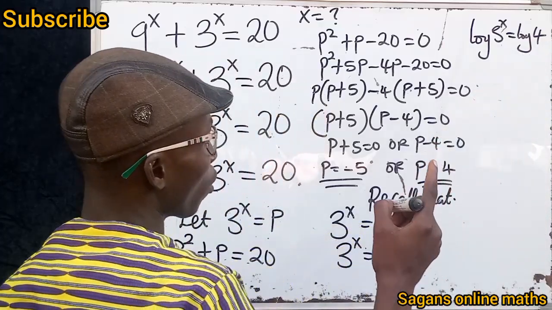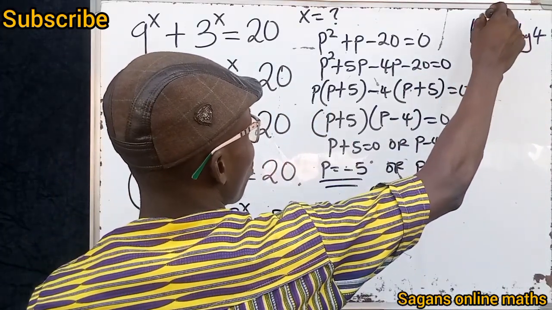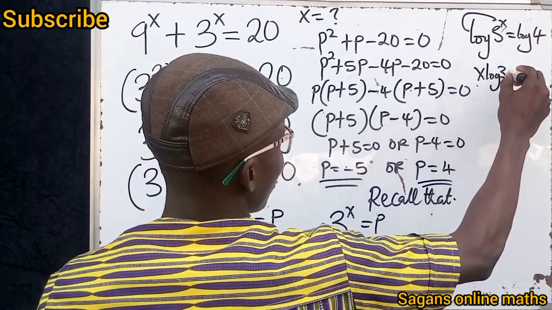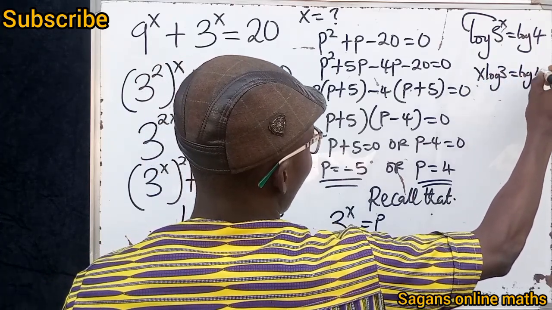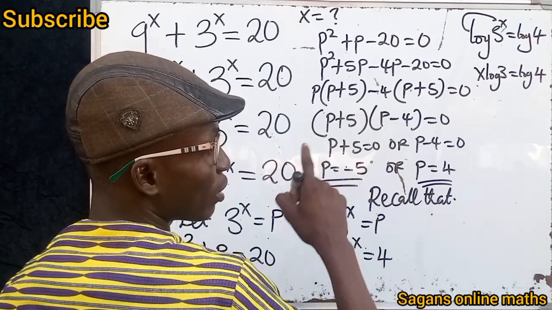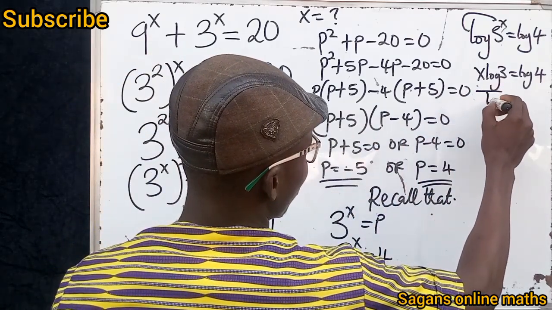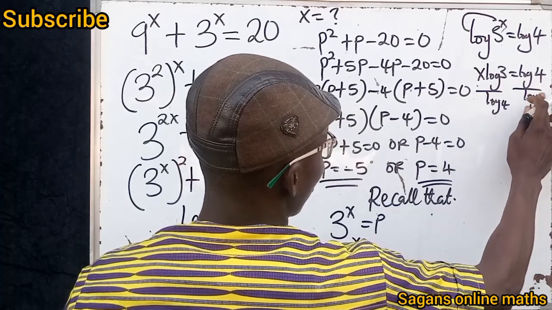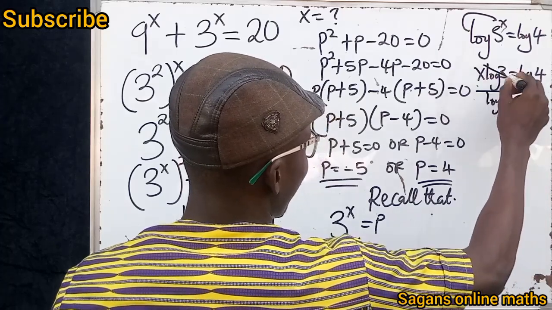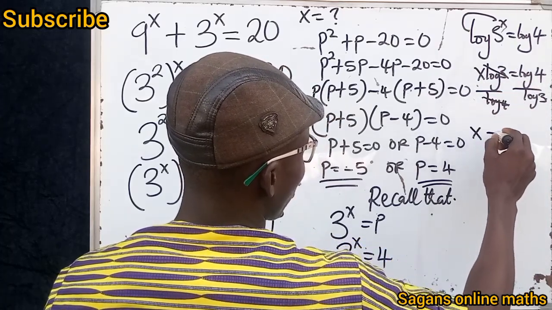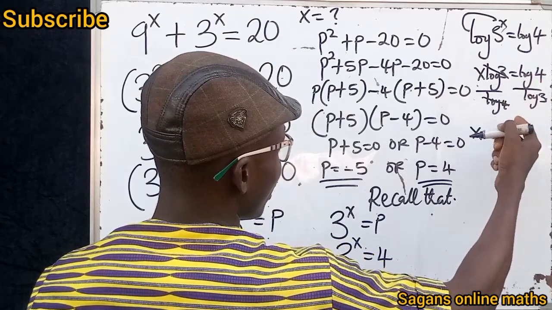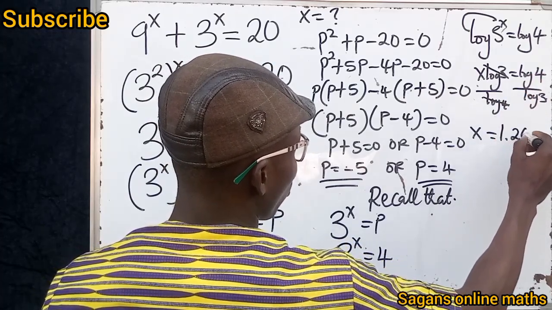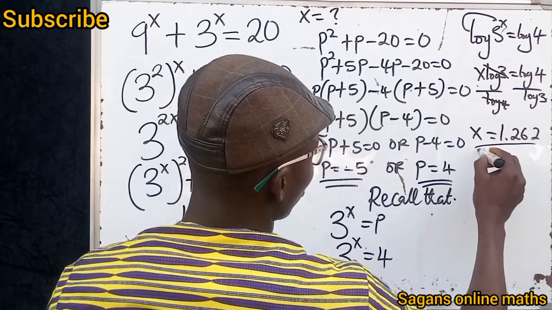Now remember one of the properties of logarithm: this power will go back to multiply the log. So we have x log 3 equals log 4. For us to have x, we have to divide both sides by log 3. So we divide here by log 3 and here by log 3. Now see that our x is equal to log 4 divided by log 3, which in 3 decimal places is 1.262. And this is the solution to this problem.